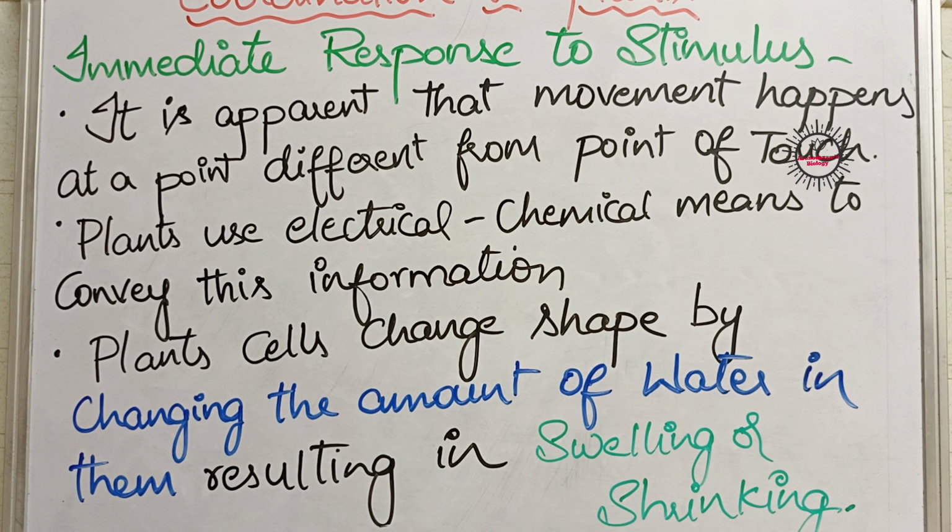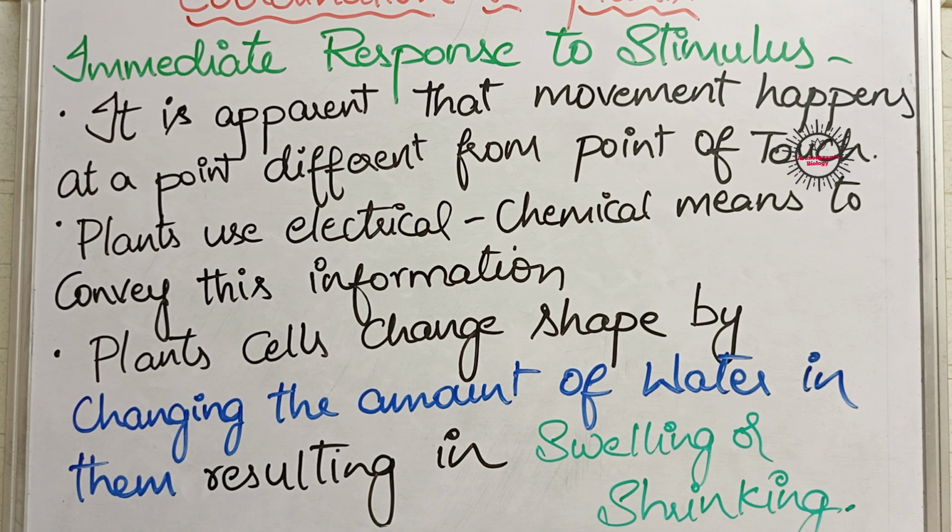Then how can the cells change their shape in order to show response, in order to show movement? Just by changing the amount of water in them. So the amount of water present in the cells shows change in the shape.